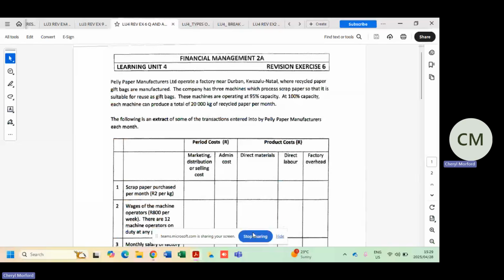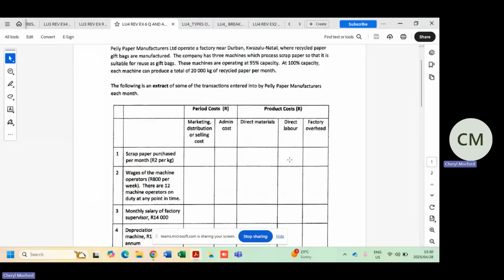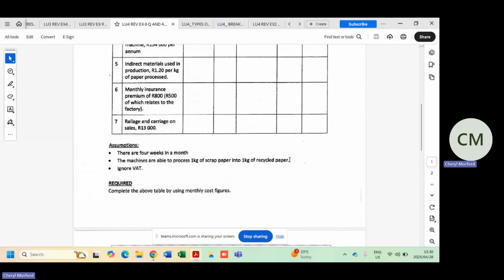Here we have it. I've tried to make a slightly shorter question than the ones in the textbooks, because I am being realistic in terms of the time that you would have to complete a question such as this in a test. So what is this question asking for? Let's get straight down to the required. Fill in the table, and we must be using, this is something very important, monthly cost figures.